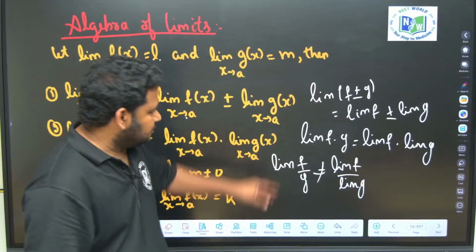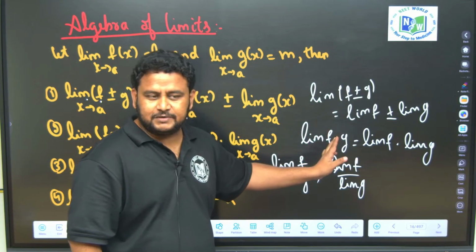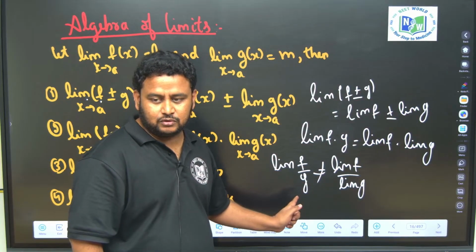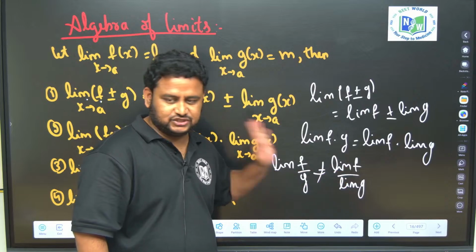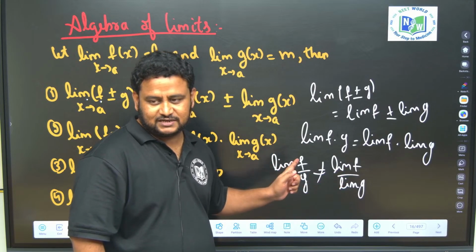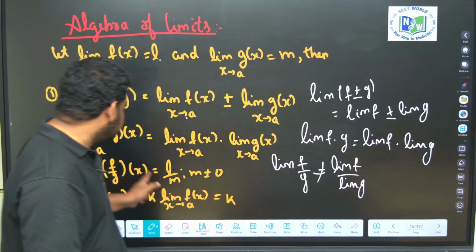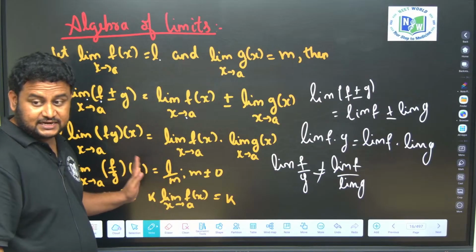So be careful. This property holds good for addition and subtraction and also for multiplication. For division it doesn't hold good. Limit of f by g is not equal to limit f by limit g. This you should be careful about. So that's why here I have written limit of f by g is equal to L by m. Directly I can write it as L by m.